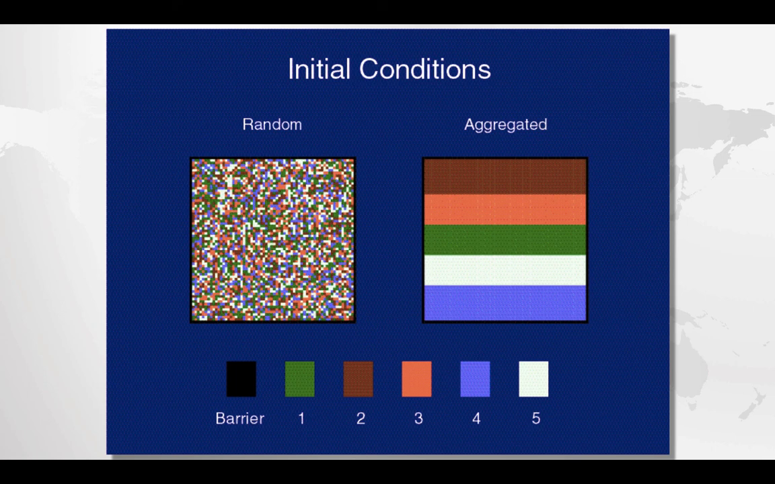And the cool thing about GIS is you can set up different initial conditions. You could have the species randomly distributed on the landscape. That's the one on the left. You could have them aggregated, like on a farm field.